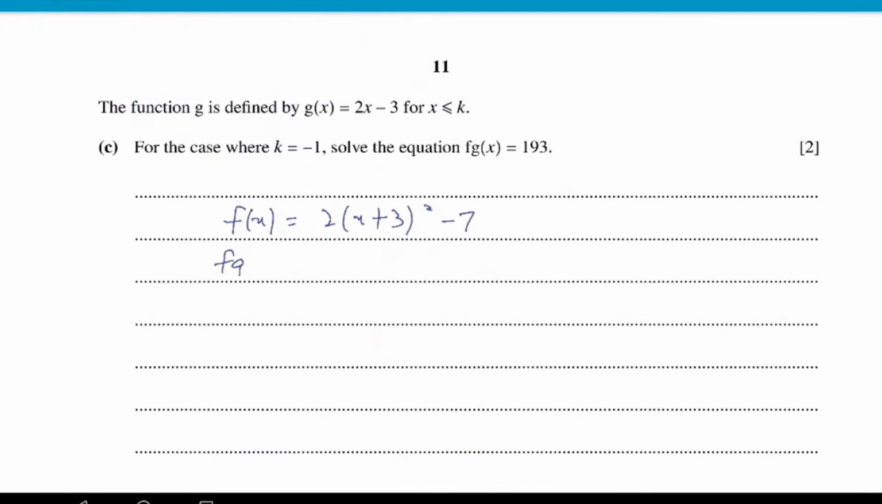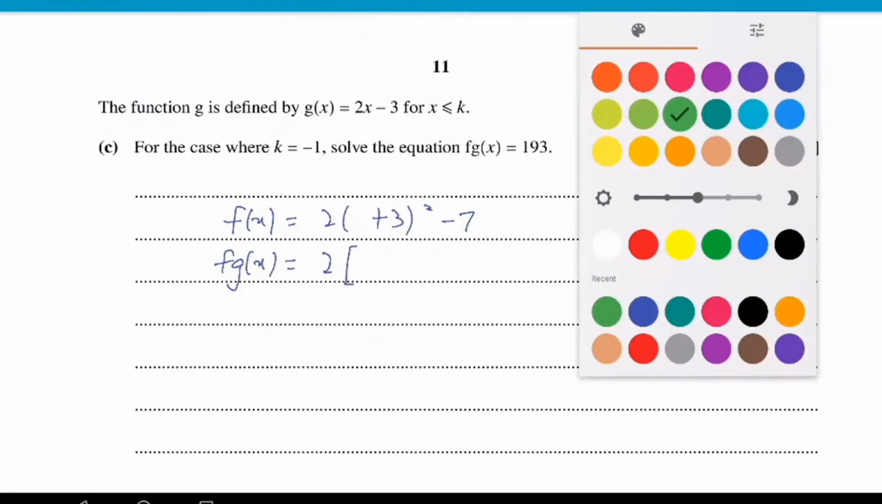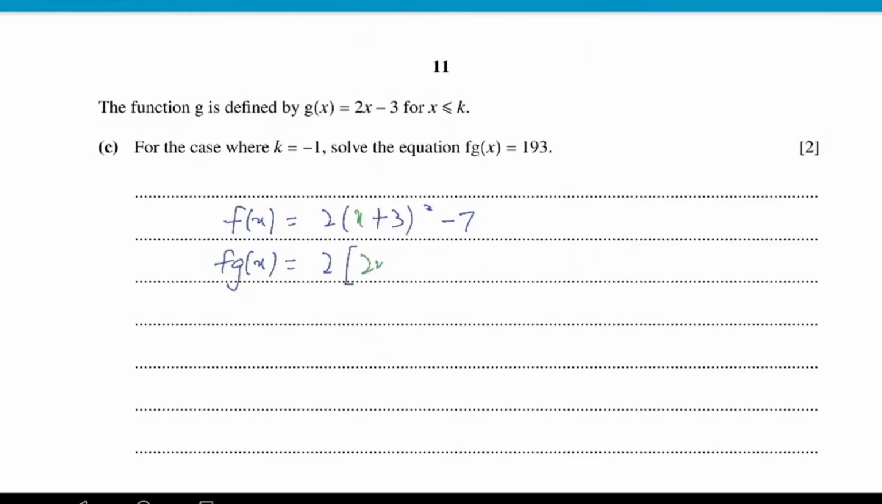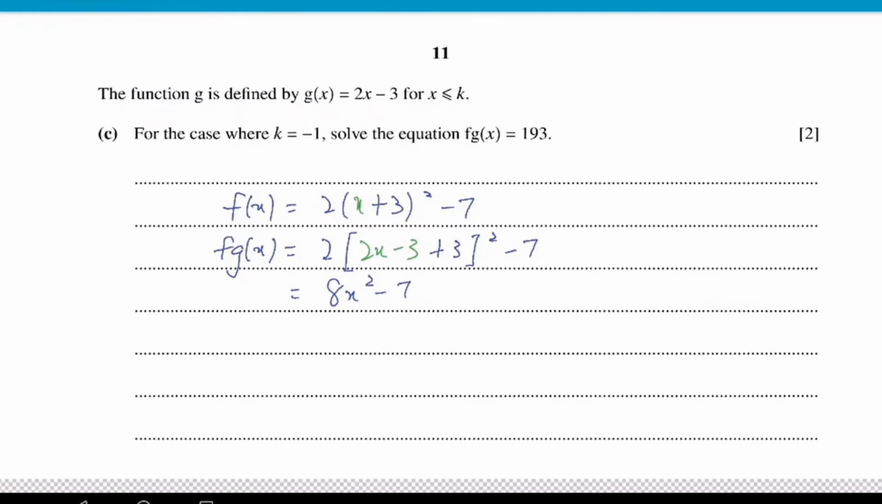So f of g(x) is just we put the g(x) into the f(x). So we don't need to use the expanded form because it's quite nice already. This x here, we replace it with the 2x minus 3. And we just have to tidy up from there. It's actually quite nice. The 3 actually cancels off. We get a 4x squared inside the bracket, so we get 8x squared after all. So it's 8x squared minus 7 for this fg(x) here.